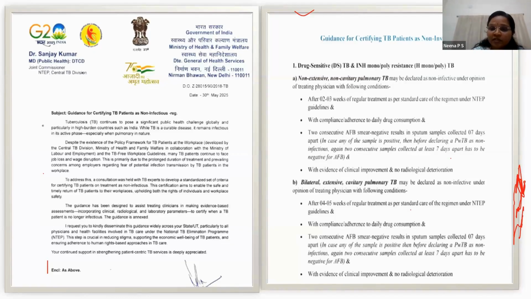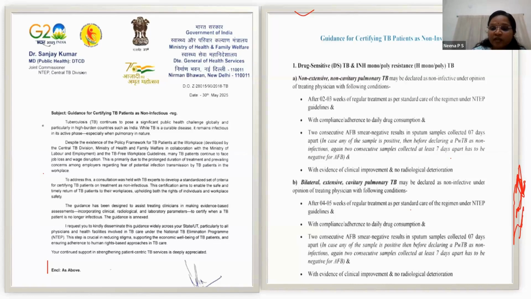But if one of the samples is positive, then you have to repeat the procedure again after some days, and if both are negative, you can declare as non-infective. And if it is a bilateral disease, extensive disease, and a cavitatory TB, then the patient has to take at least 5 weeks of regular treatment, compliant with medication, adherent to the treatment, and there should not be any evidence of clinical worsening or radiological deterioration.